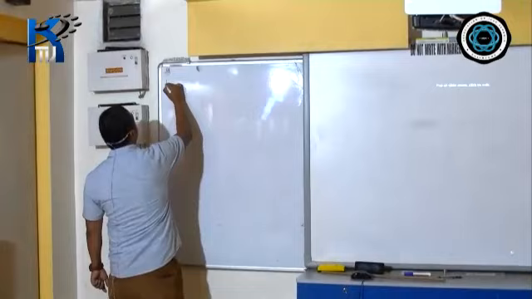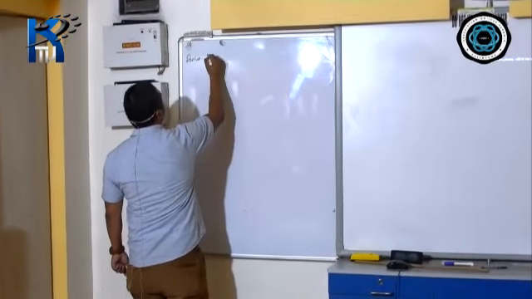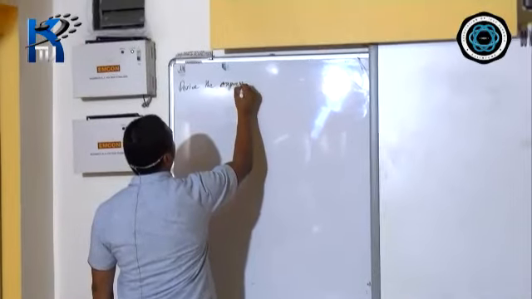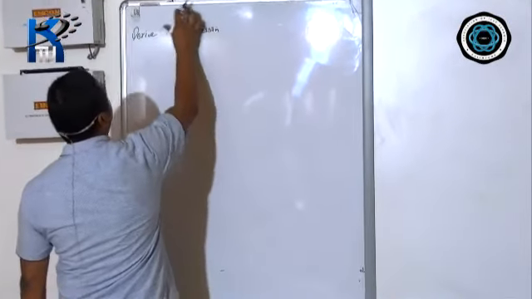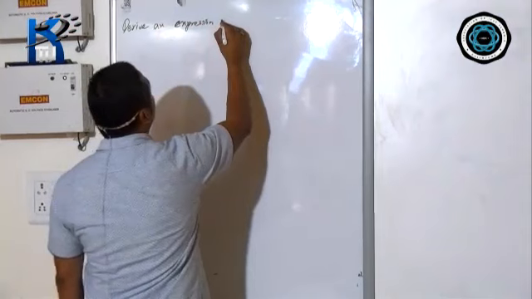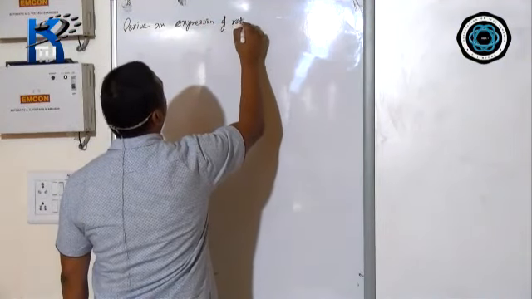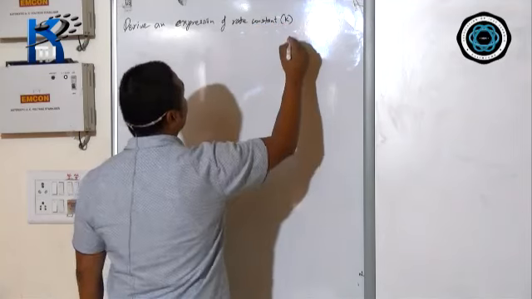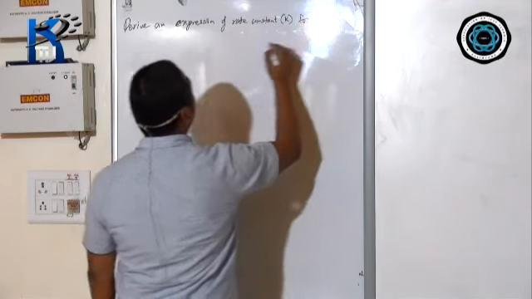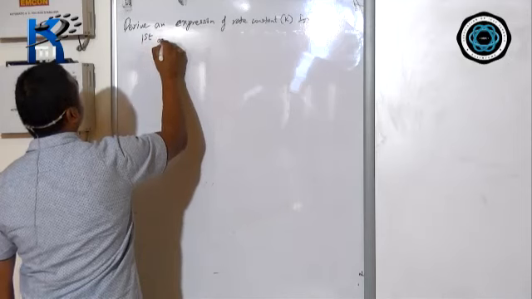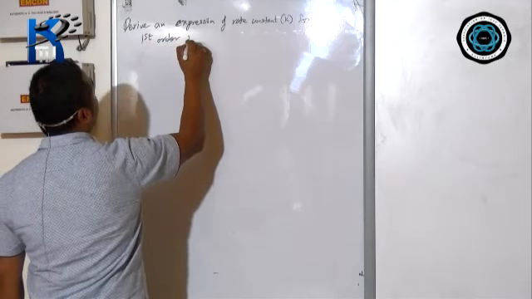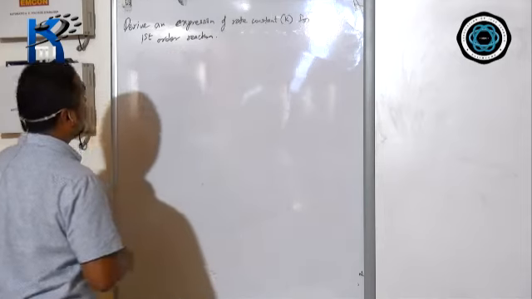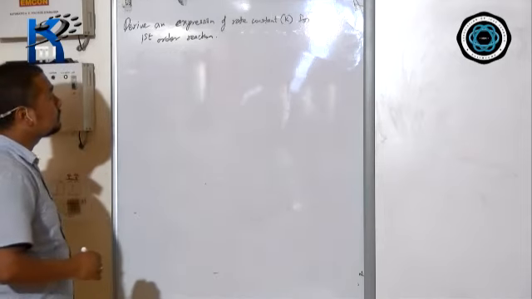So here I'm going to derive an expression of rate constant K for first order reaction. So now I'm going to show you the derivation to find the expression of rate constant for first order reaction.